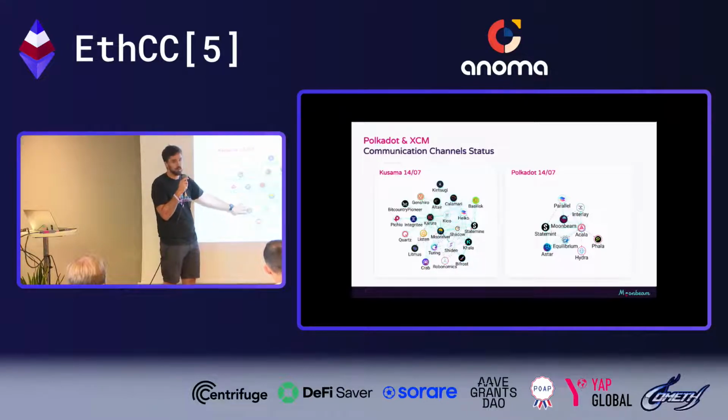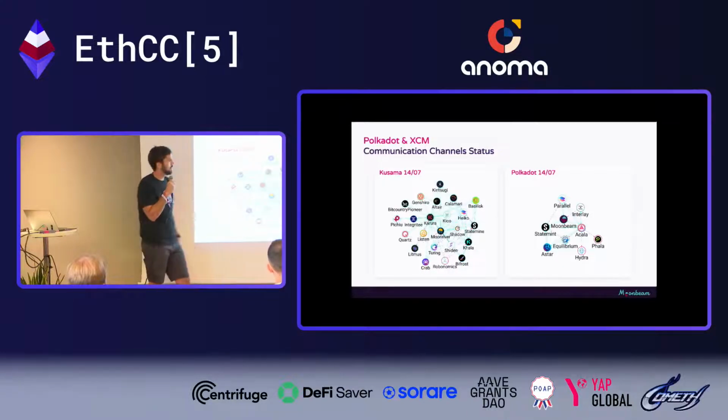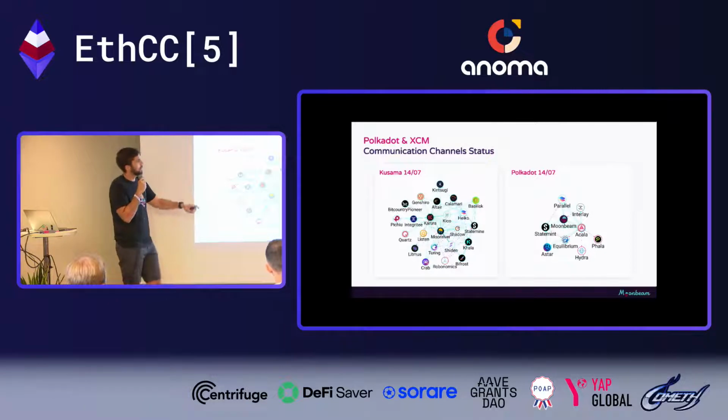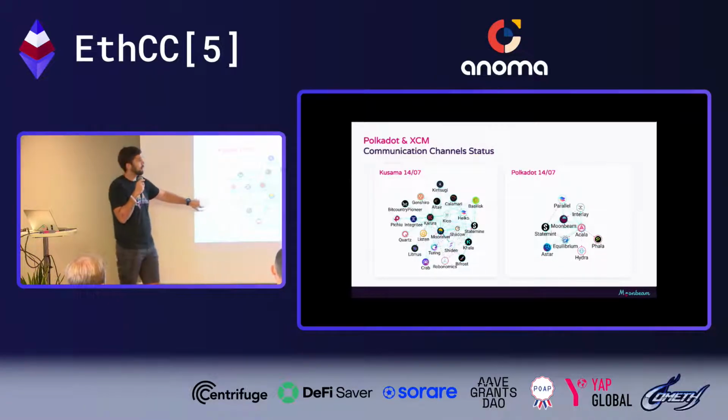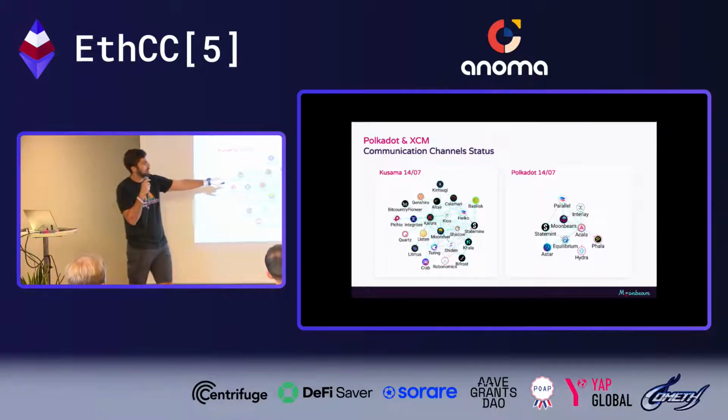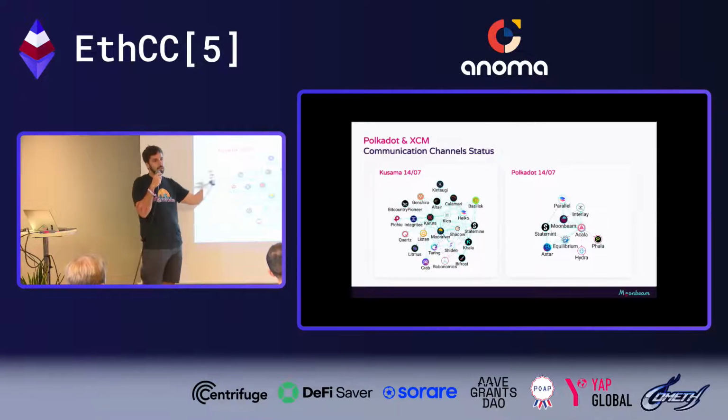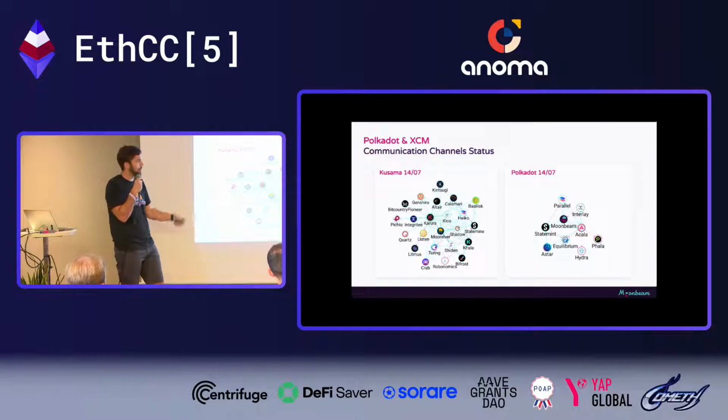I think if you check this picture right now, we actually have the channel. But that is why there are differences, right? You can see that there are many chains actually communicating already on Moonriver. And then on Polkadot, we have a lot fewer chains because XCM is newer in Polkadot. It just launched like a couple of months ago.